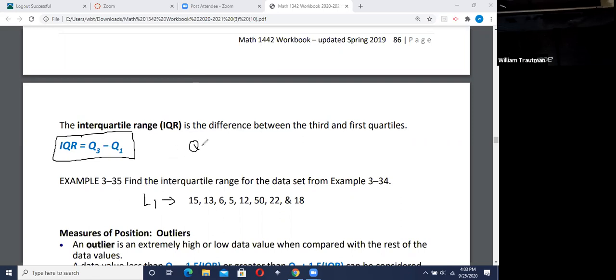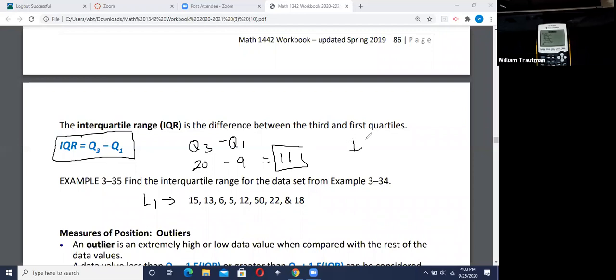So Q3 minus Q1. Q3 on my calculator was 20. And Q1 was 9. So the interquartile range, 20 minus 9, is 11. IQR, interquartile range, is 11. Don't forget, Q1 was 9. Q3 was 20. 20 minus 9 is 11.